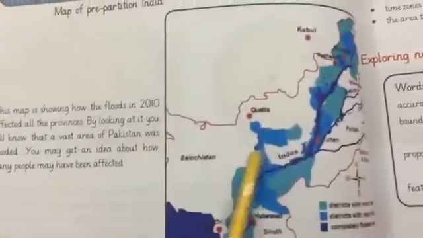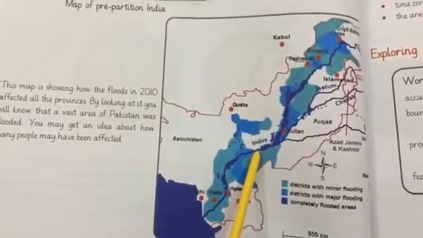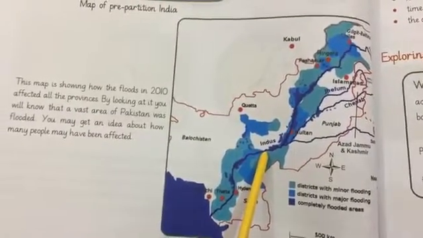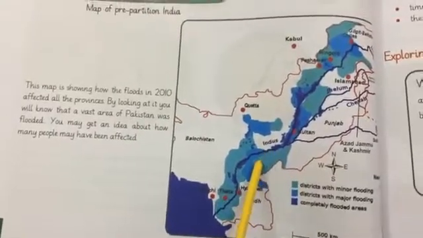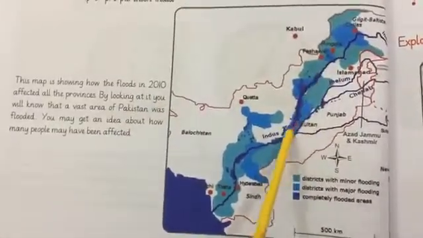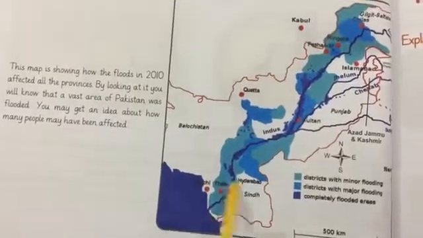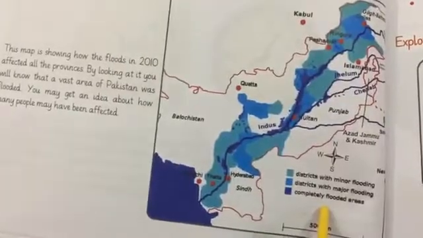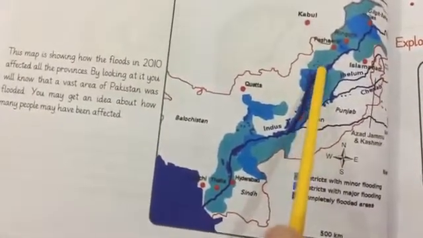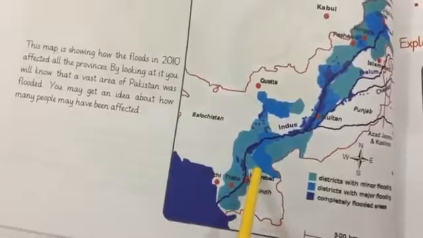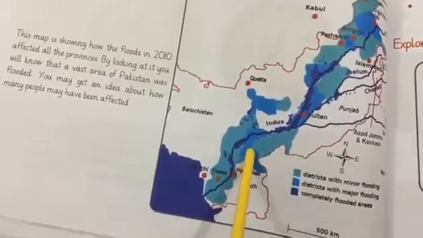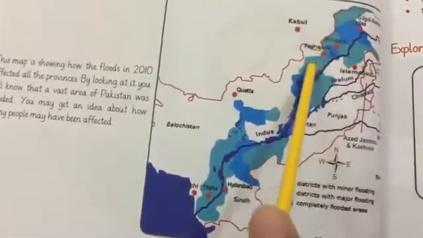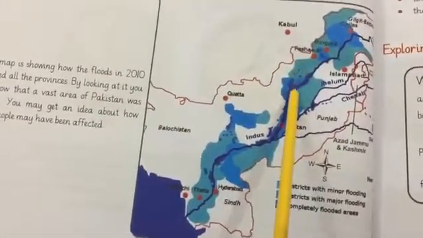And here you can see the map which tells us about the flood that came in 2010, 10 years ago. This map tells us how it affected the areas. You can see that the dark blue areas were completely flooded. Then we have a little light blue. These were the areas that were affected, and they had major flooding, right?